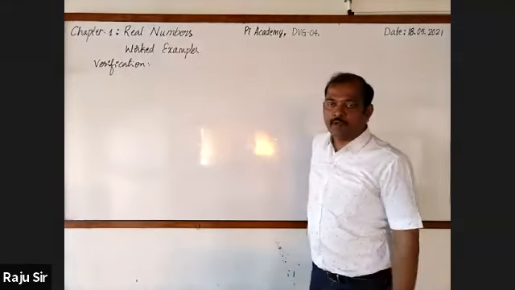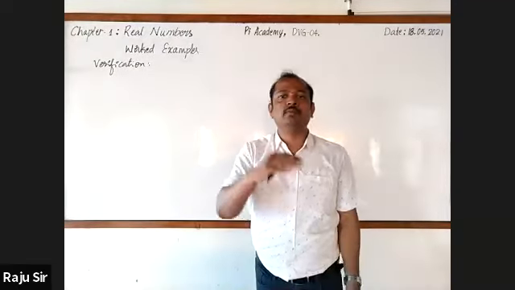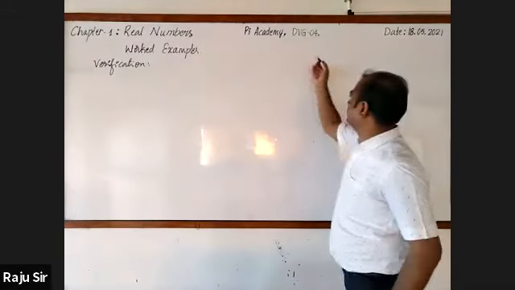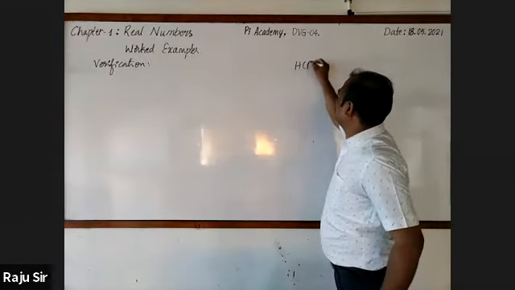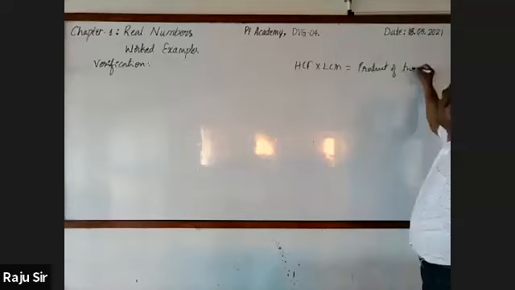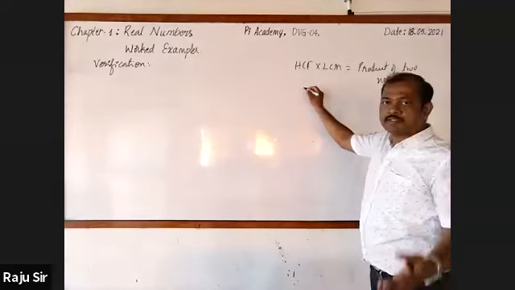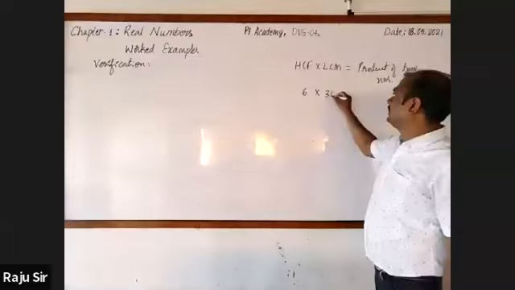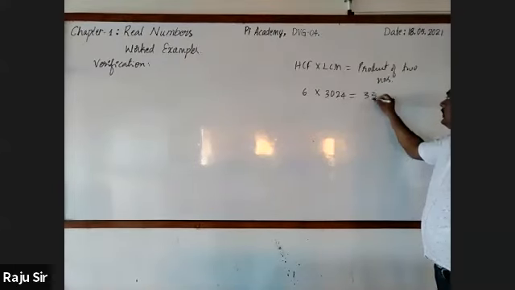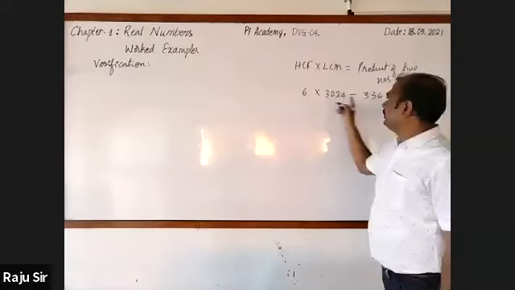So before going to verify, first let me tell you the common mistake made by most of the students. They'll write like this. HCF into LCM is equal to the product of two numbers. And they'll write HCF. What is the HCF that we have got? I think 6. LCM is 3024. And they'll write the product of two numbers. The numbers are 336 and 54.